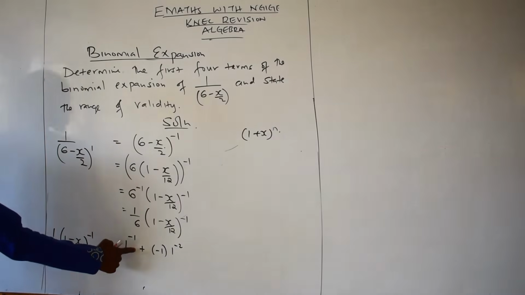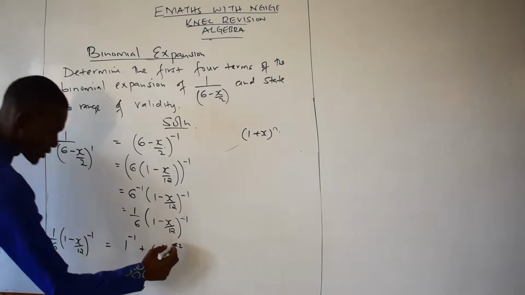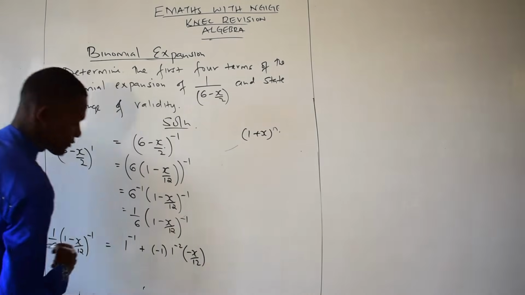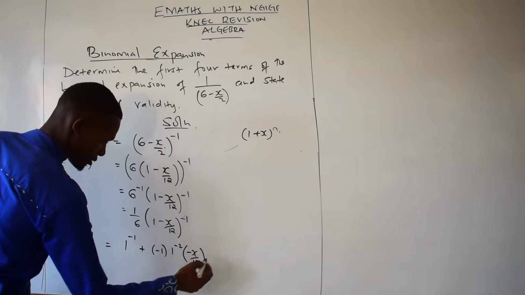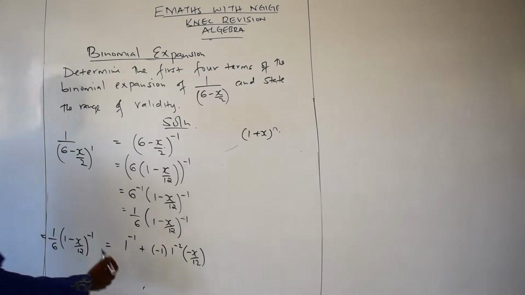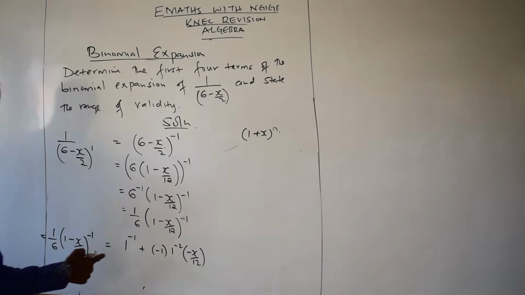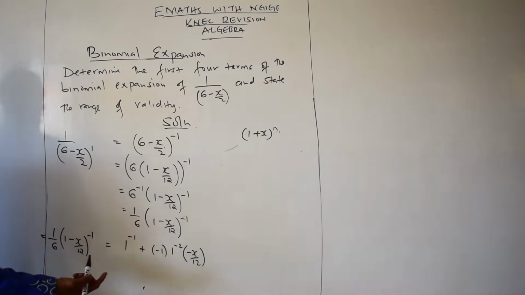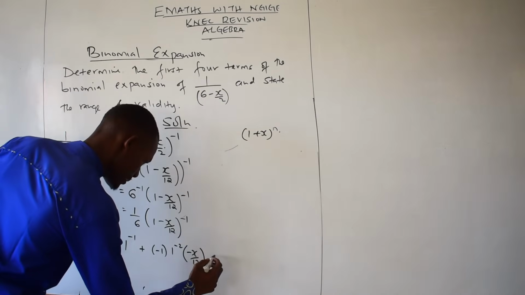It was to power 0 here, then in the next term it will be now to power 1. Remember it is negative x over 12, then to power 1, you need to write the power over 1 factorial. So this one is over 0 factorial, which is 1. This one is over 1 factorial, which is still 1. So we have that term.